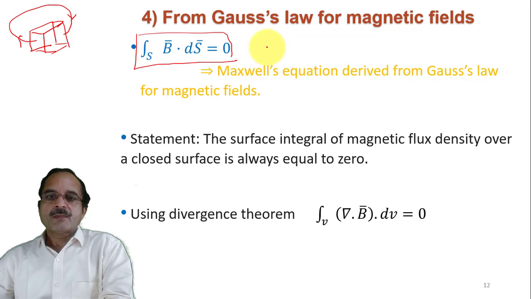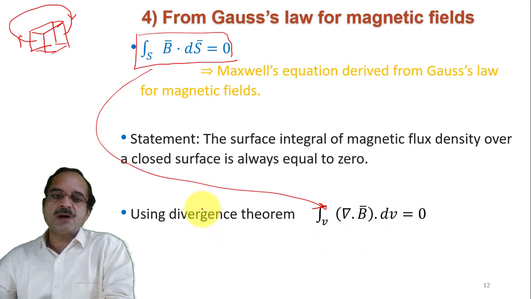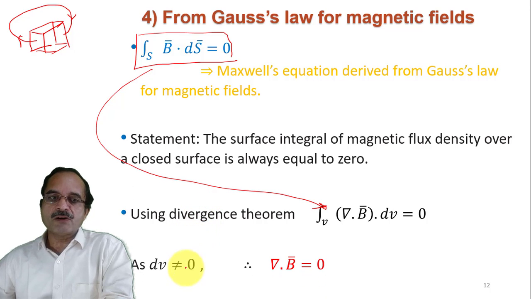Now, using divergence theorem, the surface integral we can represent in terms of volume integral as volume integral del dot B dv equal to 0. Again, we know dv is a small differential volume which is not equal to 0. So because of that we can write divergence of B is equal to 0.